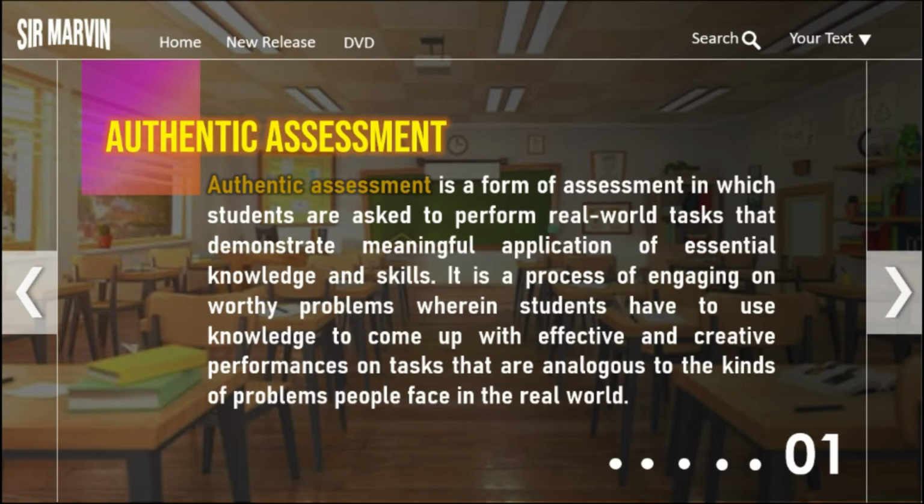For example, tinuro ni teacher yung concept ng debate sa mga students. Okay? Tinuro niya yung rules, tinuro niya kung paano makapag-debate. So ano ang magiging authentic assessment niya? Of course, kailangan niya ring magpa-debate sa loob ng klase. Okay? Para mai-apply na ng mga students yung natutunan nila kay teacher. Okay? And that is authentic assessment.